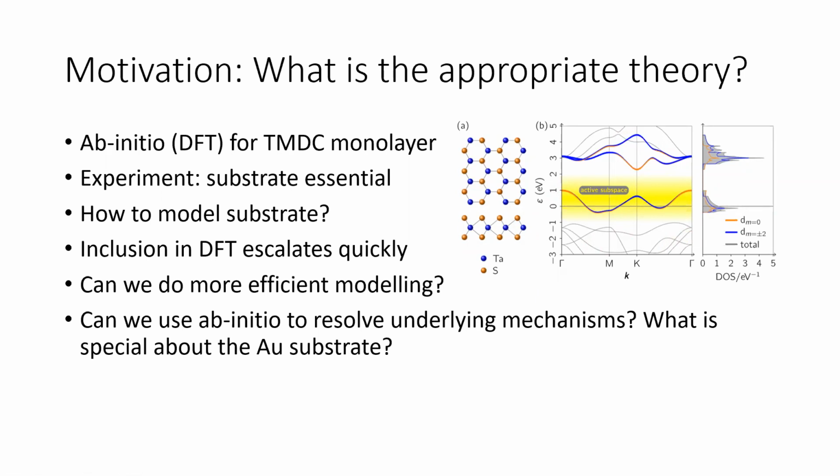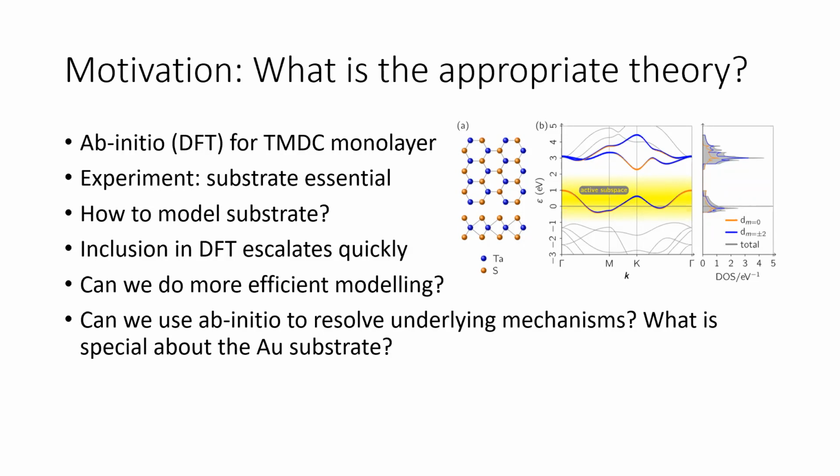But clearly from the experiment, the substrate is an essential part and we should somehow in our theoretical calculations also include a substrate. And one option would be to really do density functional theory calculations of a monolayer with a bulk material below. This was also the approach that was used in the first of the two papers that I showed previously, so the calculations on gold.